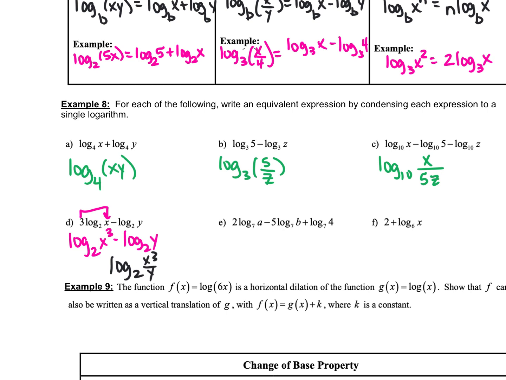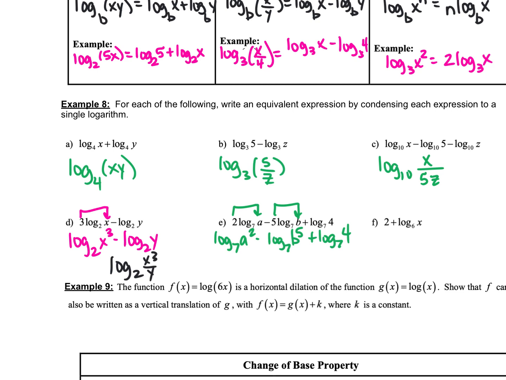Okay. All right, let's look at this next one. Okay. Got a bunch of coefficients that have got to come up. All right. I'm going to leave that operation as subtraction instead of pulling that b up as a -5. Okay, I'm just going to pull it up as a 5. So I have log base 7 of a squared minus log base 7 of b to the 5th plus log base 7 of 4. Okay, so let's talk about what we need to do.